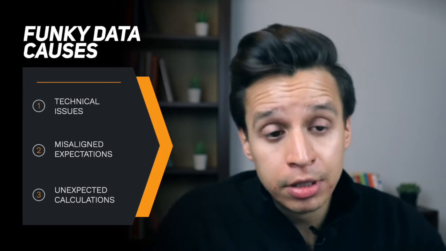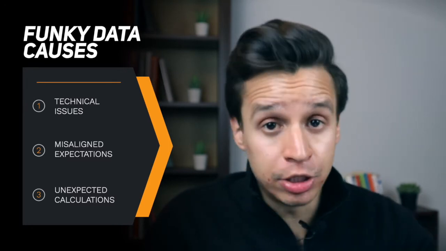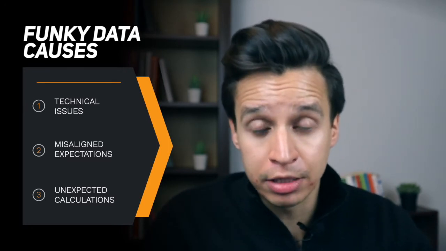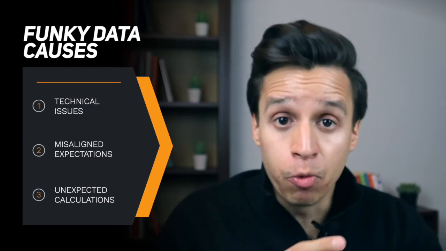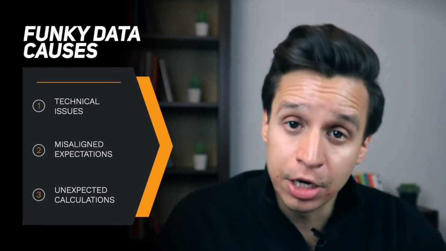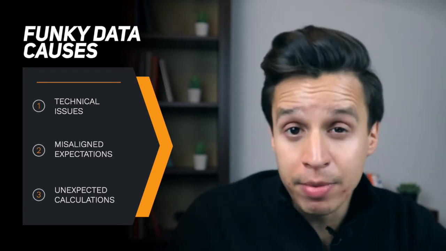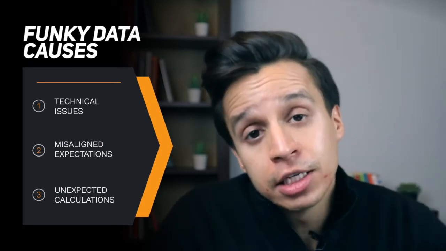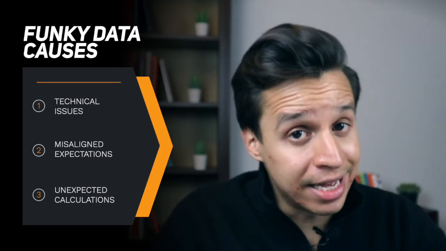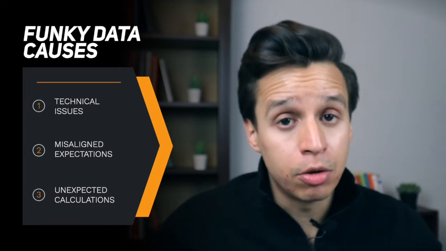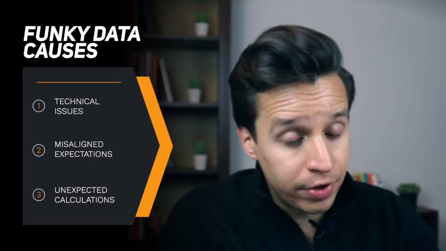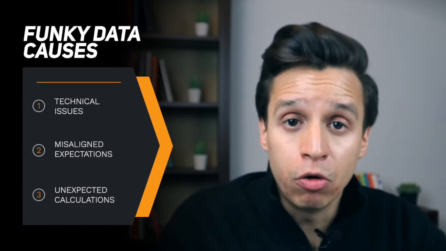So 3 scenarios. Technical issues, and in that case, you really just have to fix them from a technical perspective. Misaligned expectations, you have to really work through the team, explain why this is the actual number, explain why maybe the previous number was incorrect. And unexpected calculations, and in this case, again, you have to really break apart what is being calculated and try to figure out what the gaps or the differences in terminologies being used are.